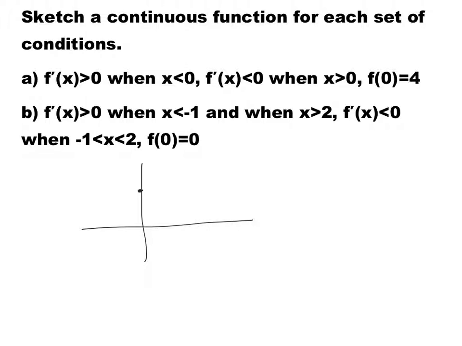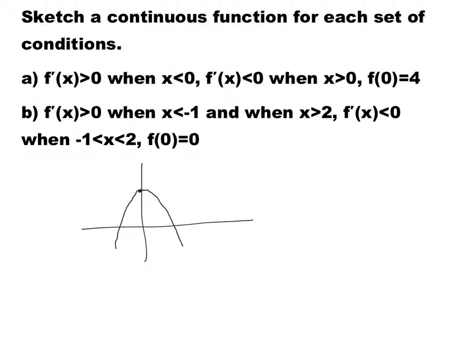Then it says that f prime is greater than 0, so the function is increasing when x is less than 0, and the function is decreasing when x is greater than 0. So one possibility is going to be a graph like this one.